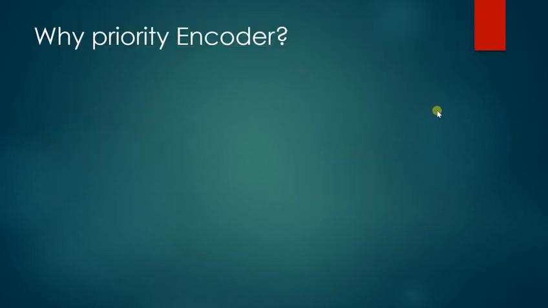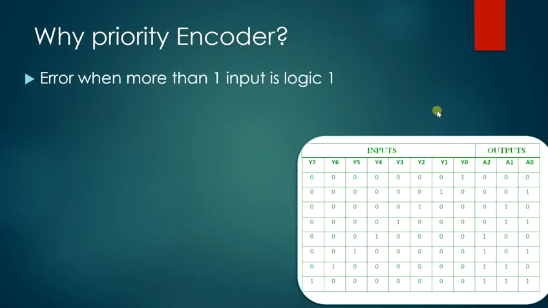Now the next type of encoder that we are going to look into is the priority encoder. The reason for going for a priority encoder is mainly because of certain drawbacks that we have seen in the previous encoder. One of the drawbacks is that when you have more than one input at logic 1, there may be an error in the output code. Let me explain this with an example.